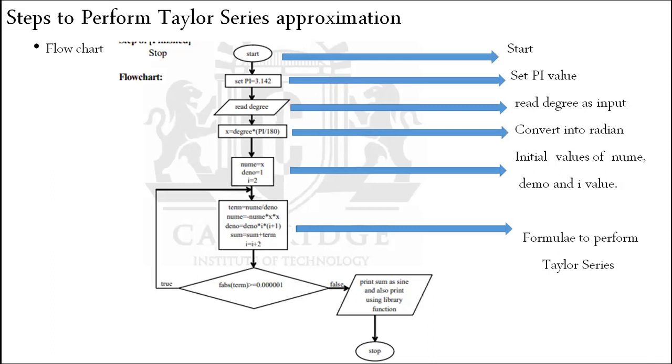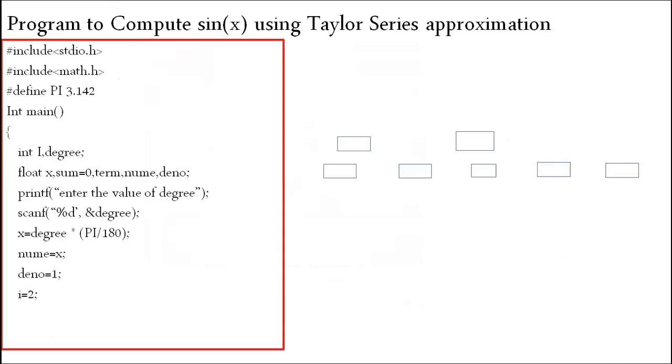Once the condition fails, it automatically comes out of the loop and writes the value which is there in sum as the resultant value. We'll see how exactly this will happen in my program. So we'll directly move to the program. Anyway, my program starts with hash include stdio.h.